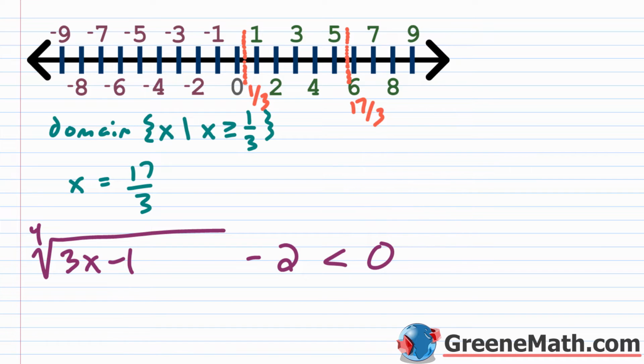Okay, so basically you have 3 intervals. Let's say this is interval A. That's anything less than 1/3. That's automatically going to be rejected because it violates the domain.